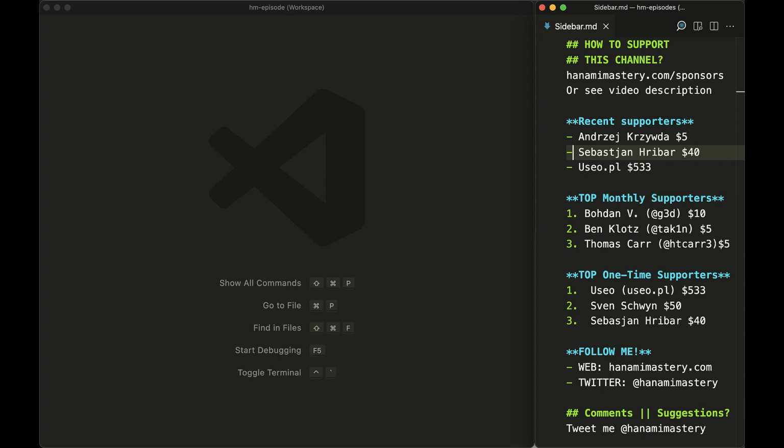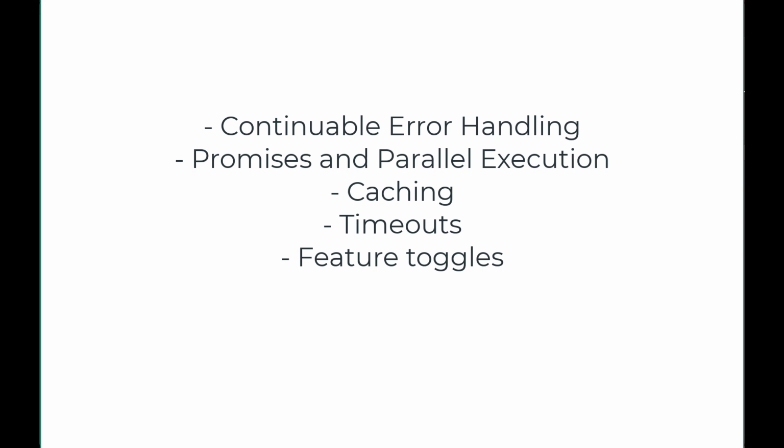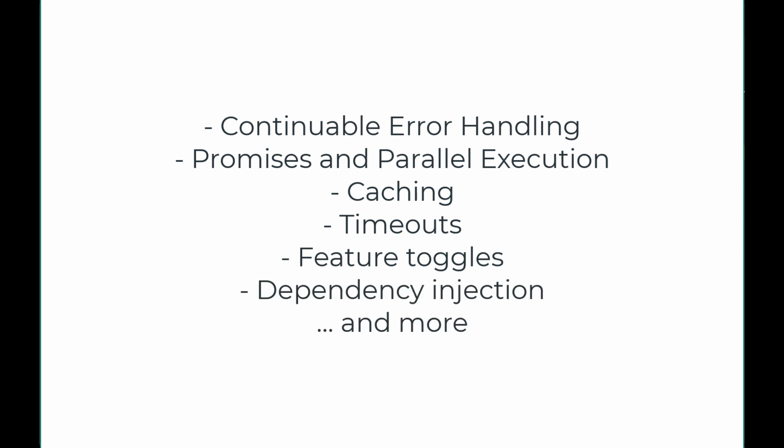Algebraic effects are a concept from functional programming that allows you to work with a shared, non-local state. You can achieve a lot of amazing things with them, like continuable error handling, promises and parallel execution, caching, timeouts, feature toggles, dependency injection, and many more. All that can be done in a unified, testable way, which could bring more cohesion to your projects.